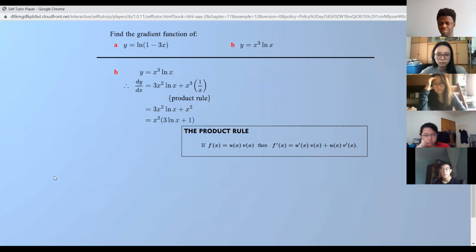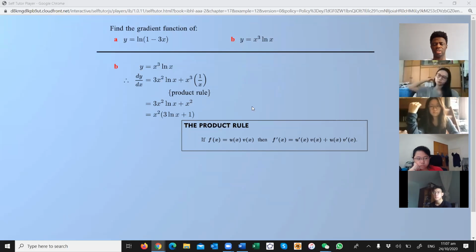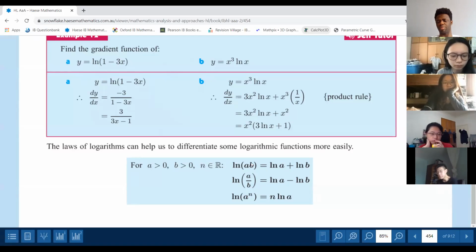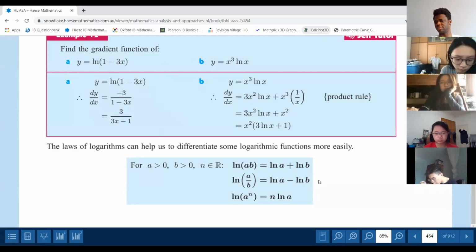Does that make sense? Okay, so let's see another one. Also, you need to remember the laws of log. It will come in handy. Okay? Remember that ln is logarithm. So if you have a product, you can split it. If you have quotients, you can split it also. If you have a power, the power can be a multiplier later. Does that make sense?